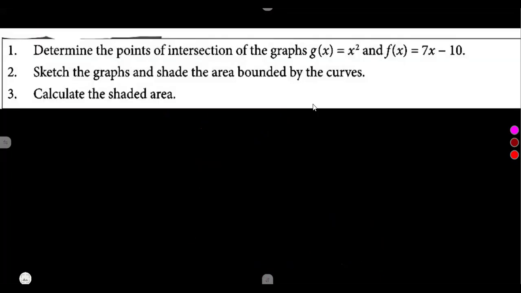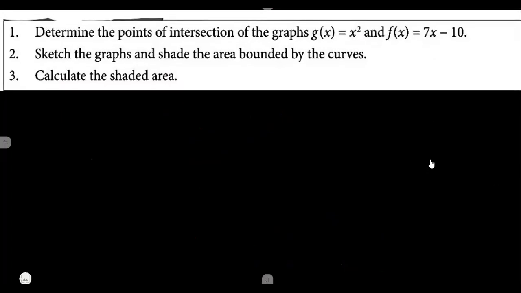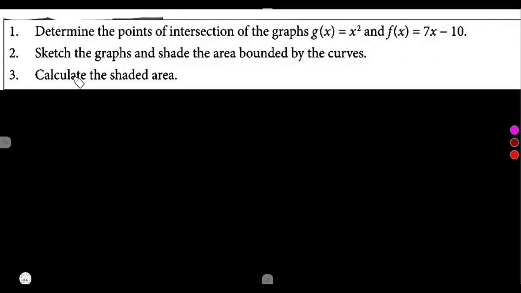Let us consider a typical question which applies this concept, where we have got two functions or two graphs. On the first question, they actually asked you to determine the points of intersection. Like I said, it is not always like that, especially under exam. Under exam, they'll just ask you to sketch these graphs and shade whatever region, then calculate the area. They won't even talk about that. But if they give that consideration, then we are supposed to calculate. So determine the points of intersection of the graphs. We have got the first one, g of x, which is x squared, and f of x, which is equal to 7x minus 10.